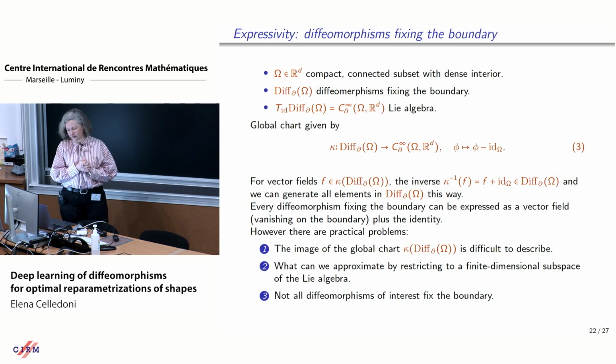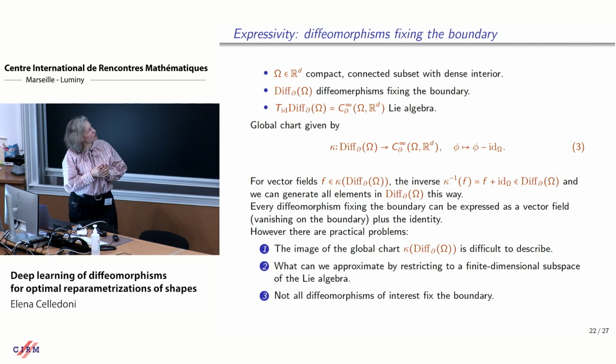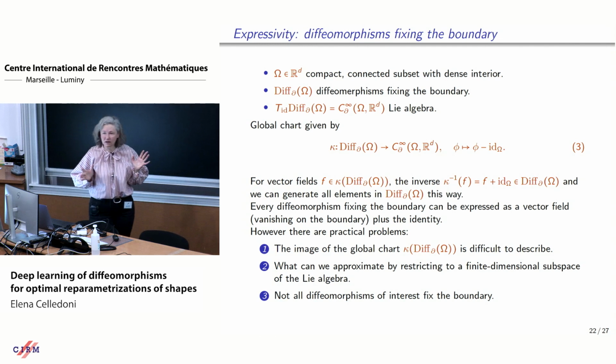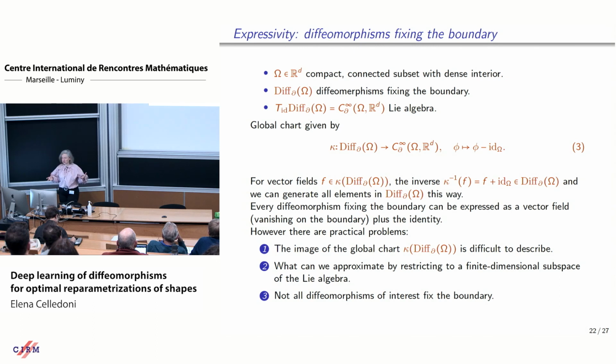Let me look at the first case. We are looking at diffeomorphisms that are the identity on the boundary. So it's a little bit restrictive, not extremely restrictive. We have made experiments with these diffeomorphisms. They work, even in the cases that I've shown before, but still it's not so nice to have this restriction. Anyway, if you take the tangent space at the identity of these diffeomorphisms, then these are C-infinity curves which vanish on the boundary.